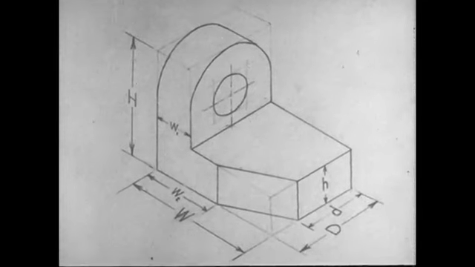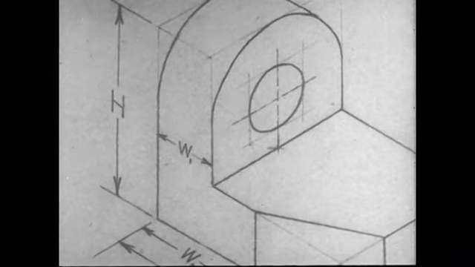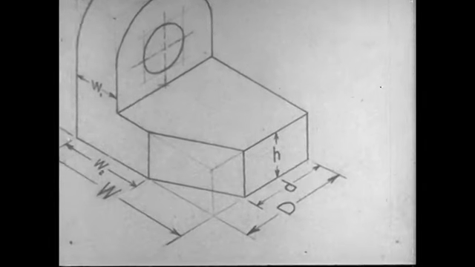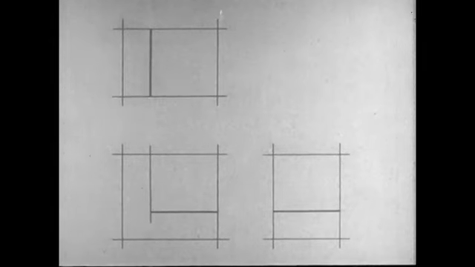From your specifications, find out the width of the vertical portion, shown here as W1, and draw this width on the top view and front view. Also from specifications, find out the height of the base, shown by the small h, and draw this height on the front and side views.